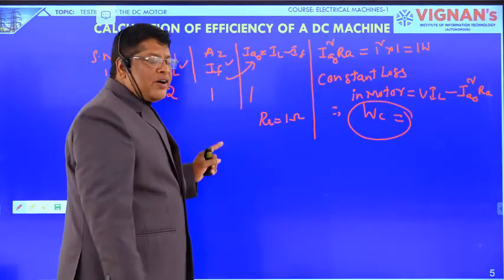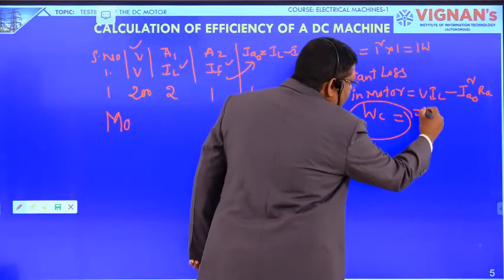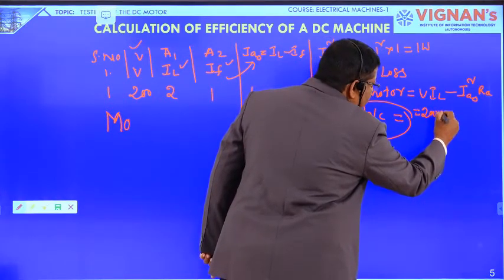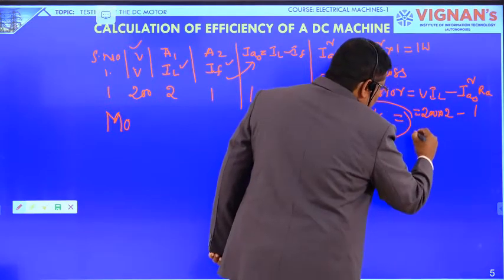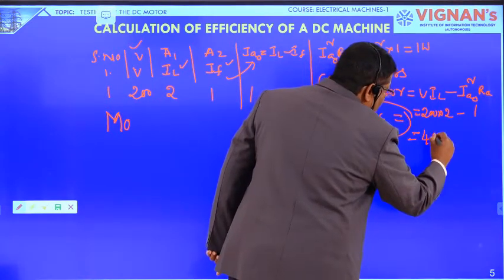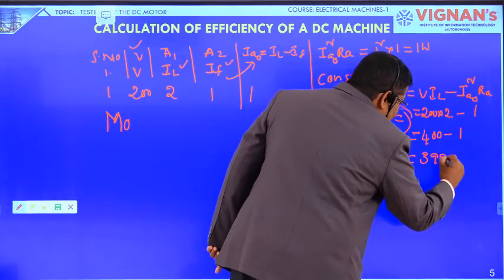How much is the input power? The input power equals, see here, the voltmeter reading, which is 200, times the input current of 2 amperes. That is 400 watts, minus 1 watt, so this value becomes 400 minus 1, which is equal to 399 watts.